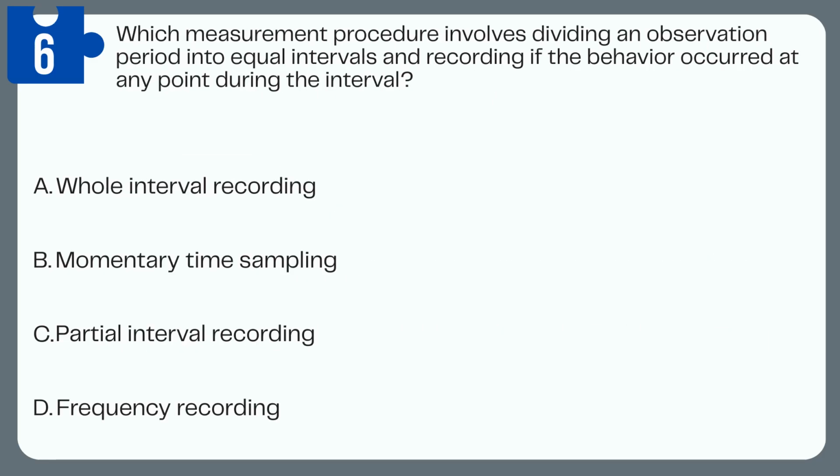Question 6. Which measurement procedure involves dividing an observation period into equal intervals and recording if the behavior occurred at any point during the interval? A. Whole interval recording. B. Momentary time sampling. C. Partial interval recording. D. Frequency recording.